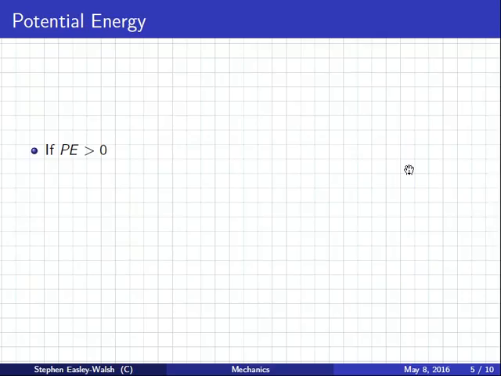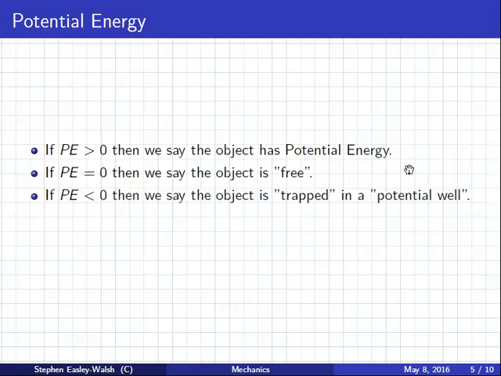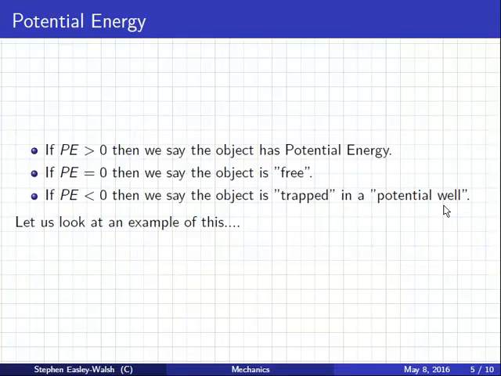If the potential energy is positive, then it has potential energy. If it's zero, then it's called free. And if it's negative, then it's trapped, or we also say it's in a potential well. I drew my example already, so please note this. You can draw the picture if you want as well. But this is the key.